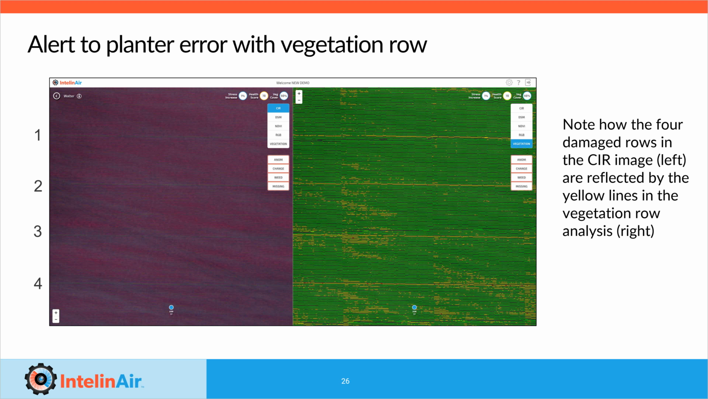But when you go back and view this early season emergence imagery, those issues come to light, and you can not only check with your equipment to make sure that you don't have issues like that again, but it also gives you a good historical perspective of having a better understanding of what was going on in your field.